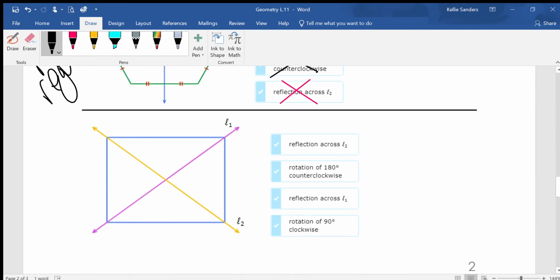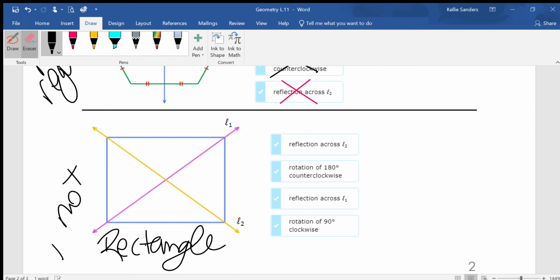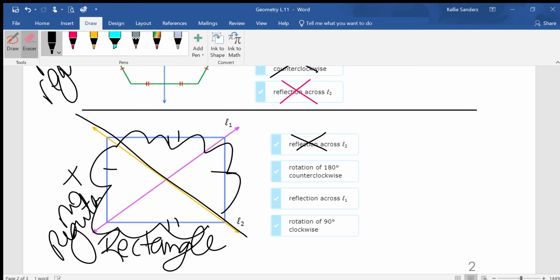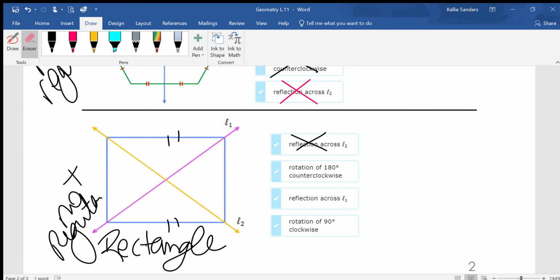Now this is a rectangle. It tells you it's a rectangle. And a rectangle is not regular because these lengths are different than these lengths. Okay, so reflection about L2? No. If this was on a piece of paper and I folded it across this line, these would not be on top of these. So they are not going to have reflections like that. And so we're not going to have a reflection about L1 or L2.